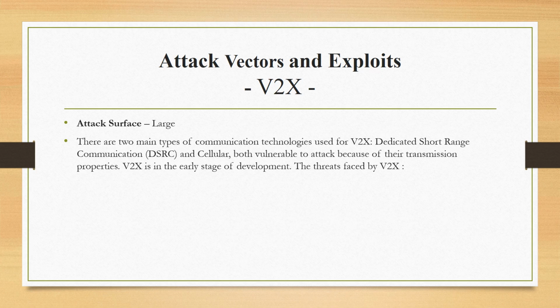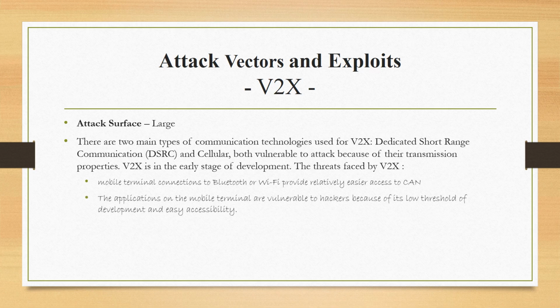The threats faced by V2X are: mobile terminal connections to Bluetooth and Wi-Fi provide relatively easier access to CAN. The applications on the mobile terminal are vulnerable to hackers because of their low threshold of development and easy accessibility. Attackers can passively intercept the network or actively invade vehicles to steal information.